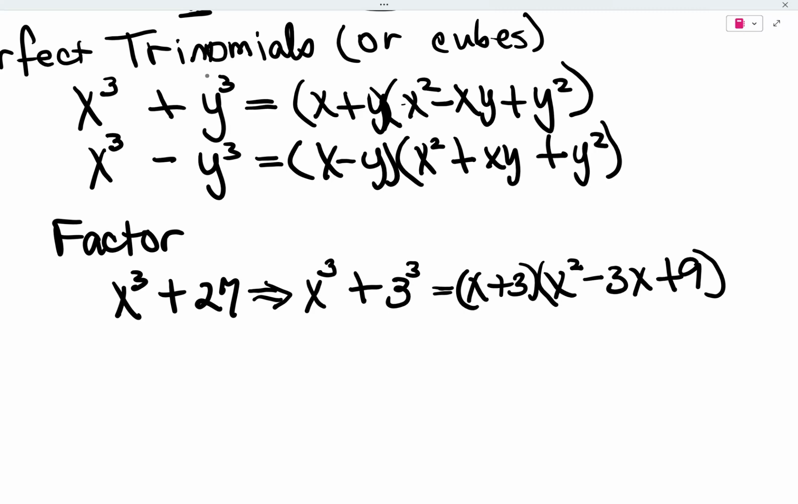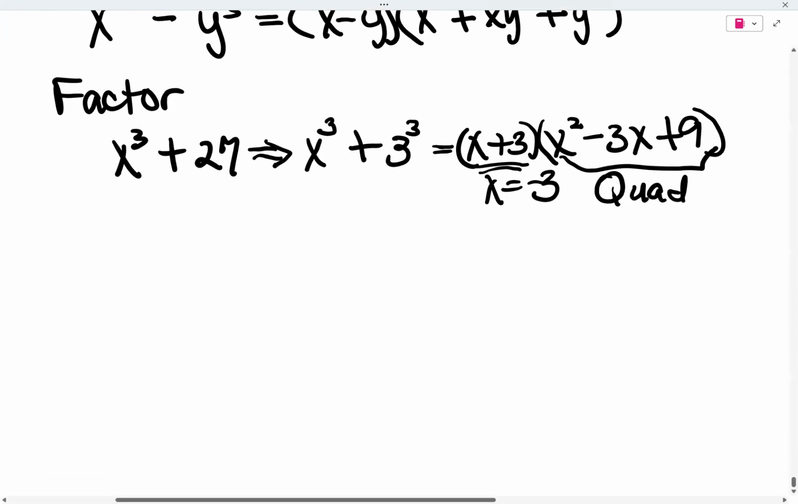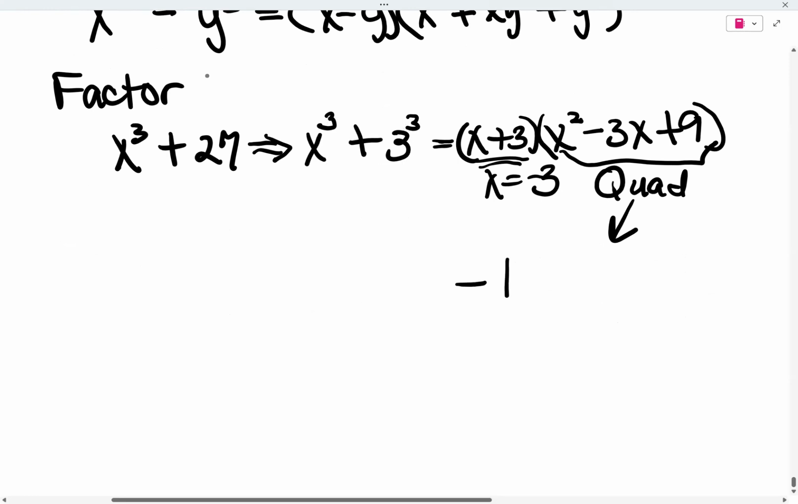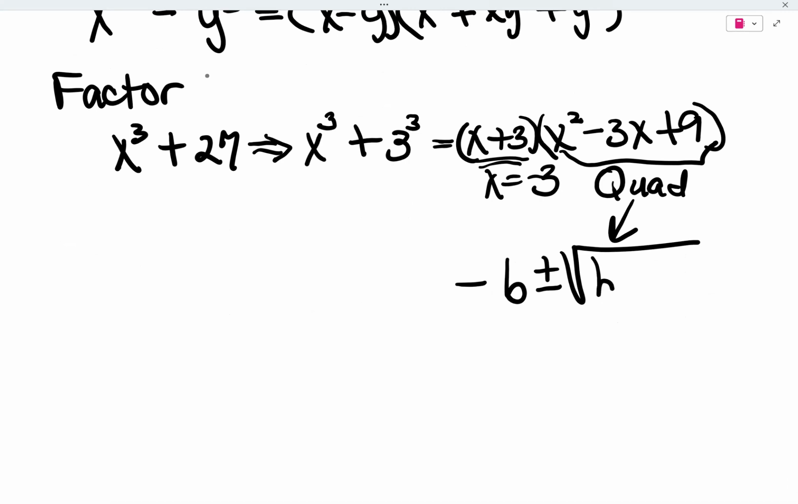Now, this obviously is set to 0, right? So one of the solutions is x equal to negative 3. And this you would have to throw into the quadratic formula because it's one of those strange ones. Do you know the quadratic formula? Yeah. So this is negative b plus or minus the square root of the discriminant, which is b squared minus 4ac. And all of this is over 2a.